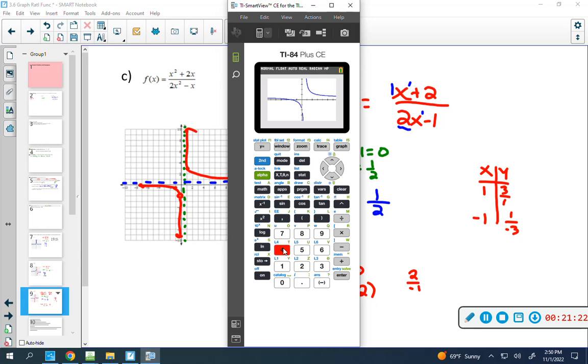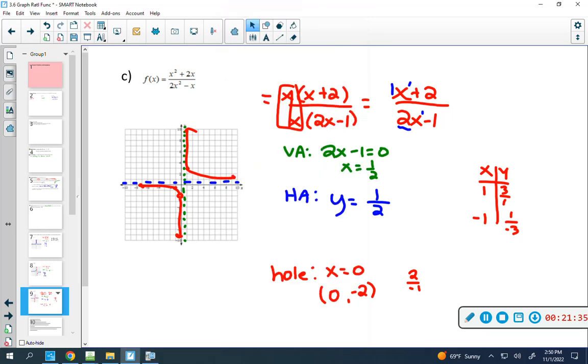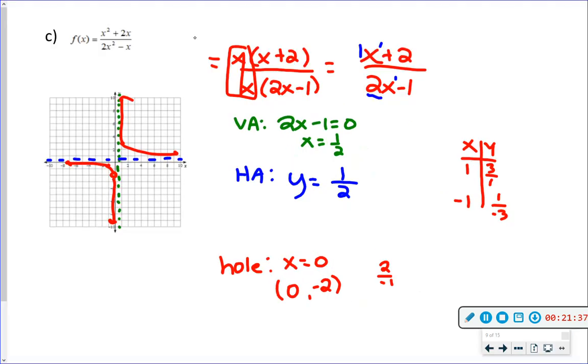And sometimes, depending on the graph, it's so small you can hardly see it. So if you hit zoom decimal, zoom number 4, it refines it and will blow that up for you. I'm going to hit zoom 6 just so I'm back on my standard 10 by 10. It's kind of a pain to get your calculator to show that to you, but I just wanted to show you. Okay, any questions on that?